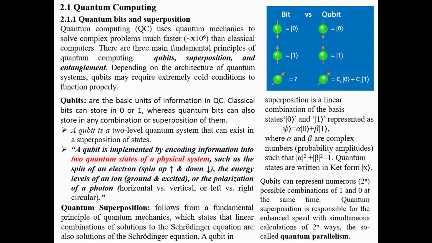So it leads to exponential speedup. That is one property, and it is called parallelism. That is 2 to the power of n ways, meaning we are able to calculate in parallel. If there are n qubits, you have 2 to the power of n ways. Okay, so that is how you can have multiple ways of calculation.